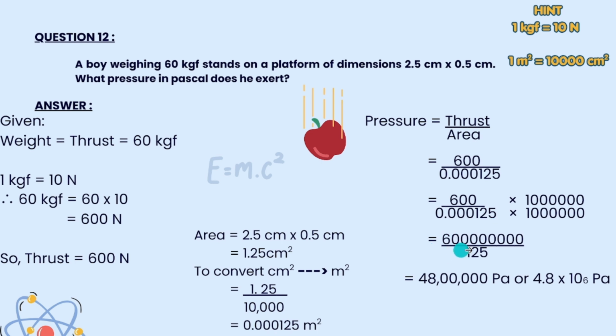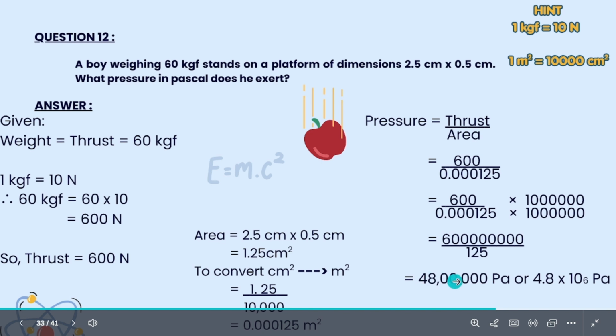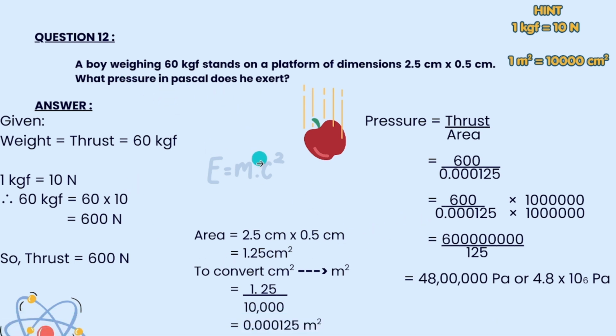If you do this simple calculation, you will get the answer 48 lakhs Pascal, nothing but 4.8 into 10 to the power 6 Pascal. Now your answer is in Pascal. If you don't convert and just solve it, the answer will not be in Pascal and you will be losing the mark in units. So please convert it if the pressure is asked in Pascal. How to convert? Easy.